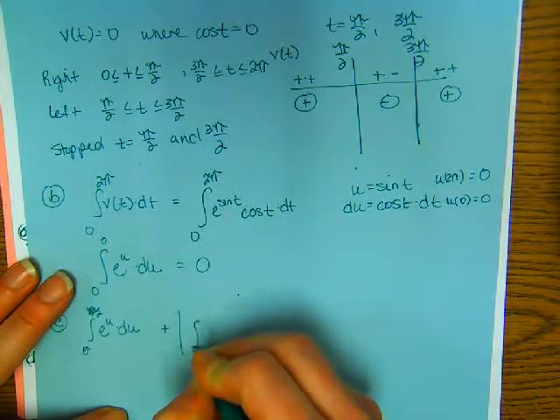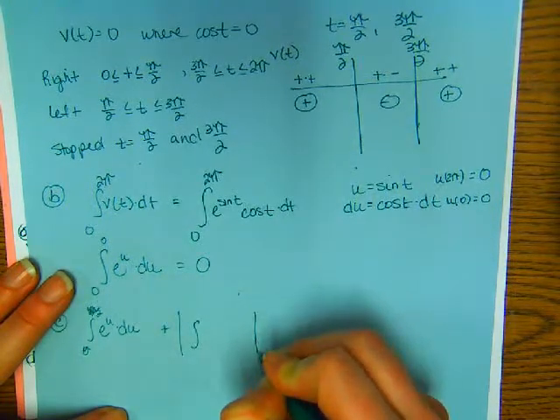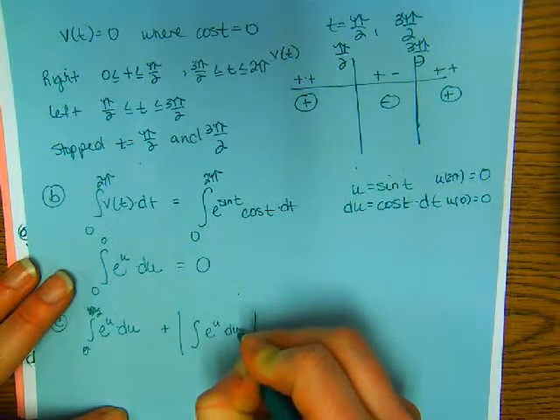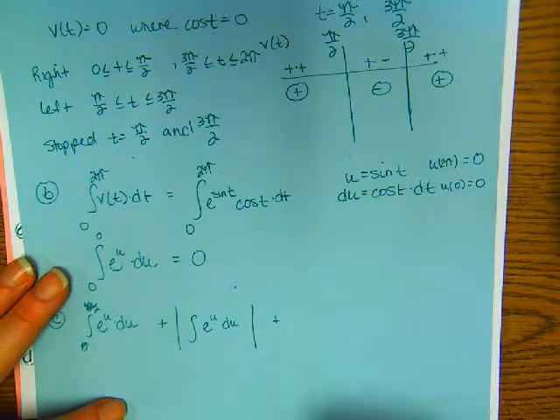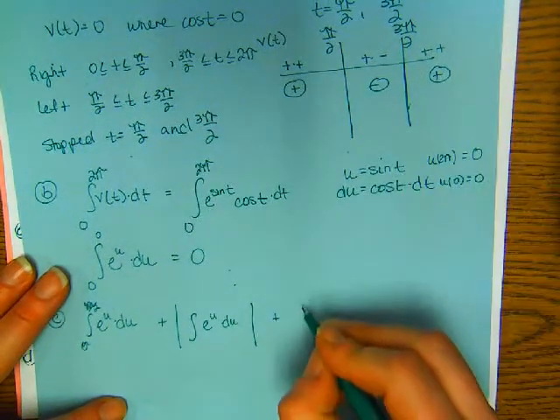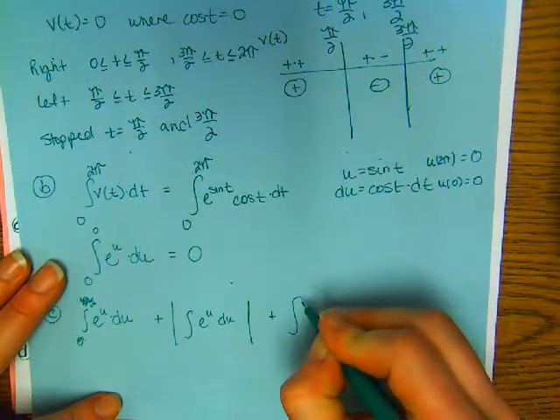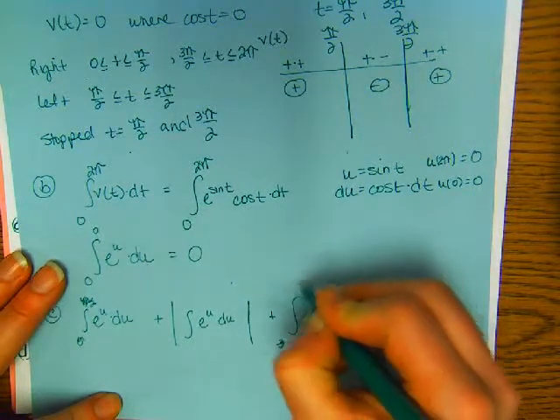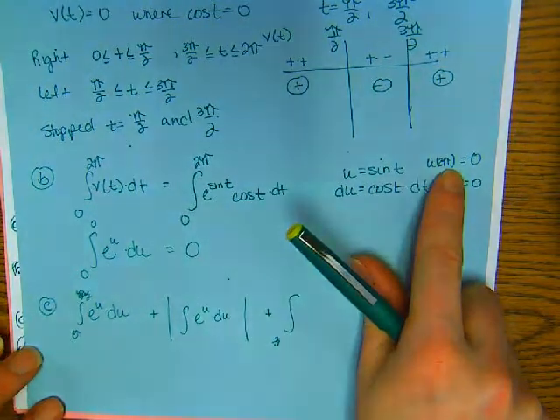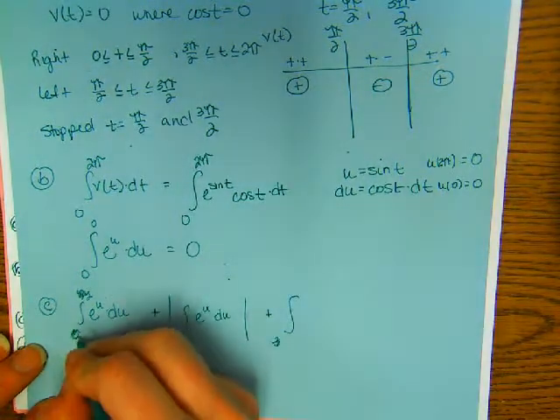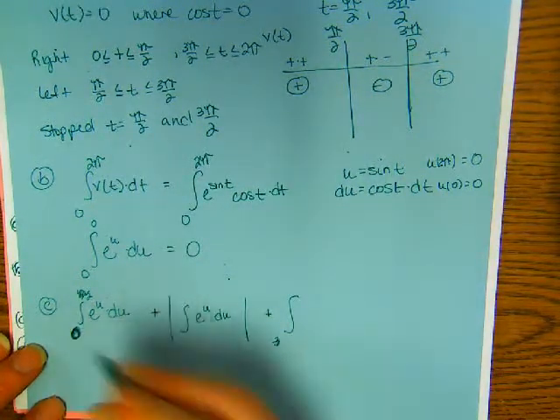Plus the absolute value of the second one. Plus 3 pi halves to 2 pi. Oh, I gotta figure out what those are again. Okay. We already figured out u of 0 was 0, so I'm going to make this a 0 on the bottom.